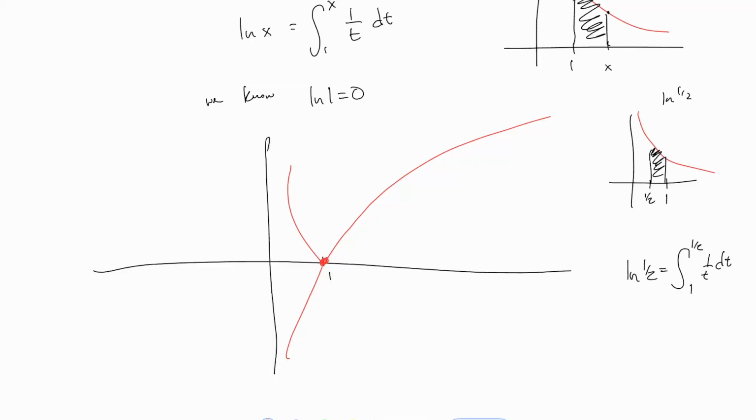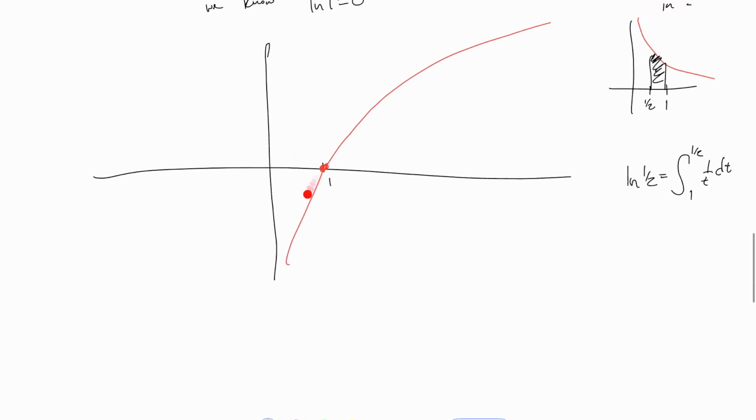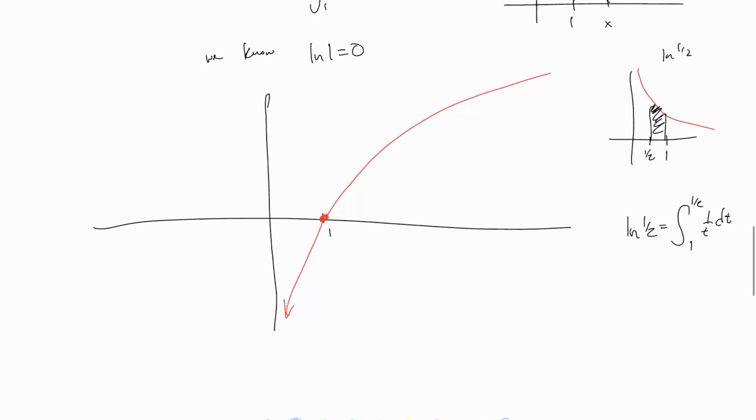So when this curve continues into this region between 0 and 1, this area will again become infinite, only it's going to be negative this time. And so this actually goes down here, asymptotically approaching the y-axis. That's why the graph of the ln looks like this.